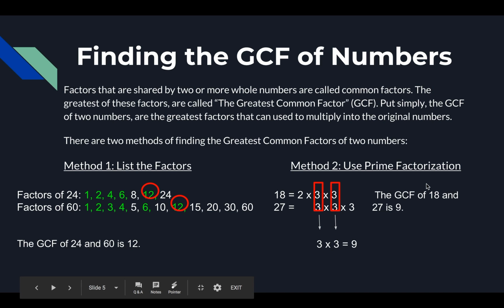The second method is to use prime factorization, as shown in the last slide, where you have to make the ladders. Once you make the ladders, you can write it down. The prime factorization of 18 is 2 times 3 times 3. The prime factorization of 27 is 3 times 3 times 3. You combine the common prime factors and multiply them. So the GCF of 18 and 27 is 9.